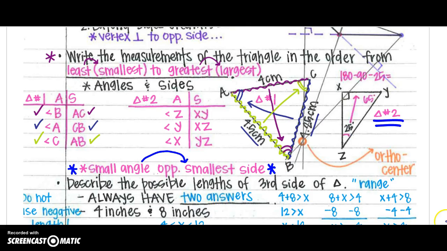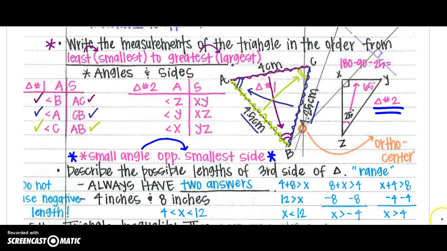All right, another problem you will have to do is describe the possible lengths of the third side of the triangle. Remember, this means find the range. So I'm given 2 lengths. Remember, you always have to have 2 answers. You have to have that inequality statement. So I'm going to say 4 plus 8 has to be greater than x. And then I'm just going to rotate them. 8 plus x is greater than 4, and x plus 4 is greater than 8.